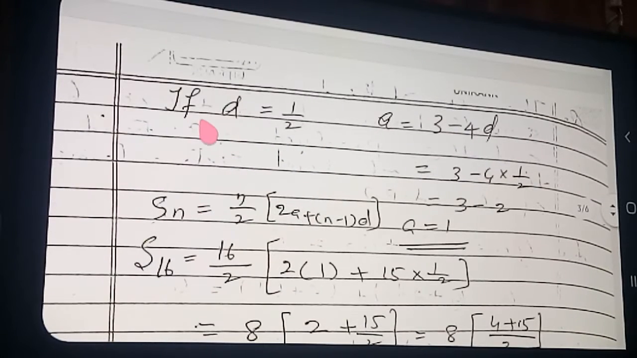Now very clearly you know the value of a and d both. With a and d both known, we are able to find out Sn. What is the formula for Sn?